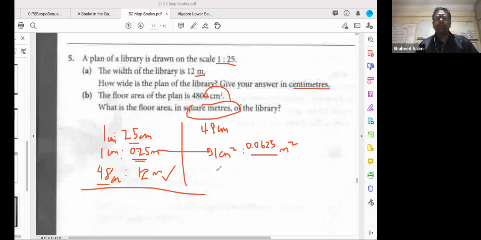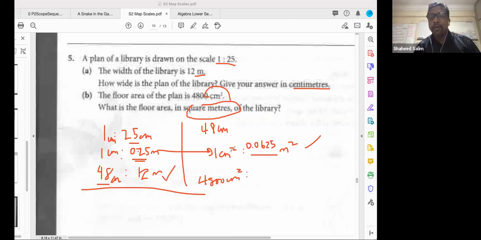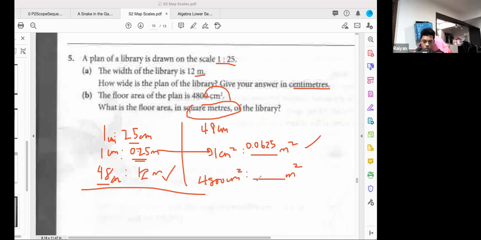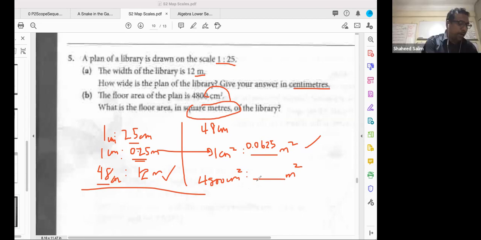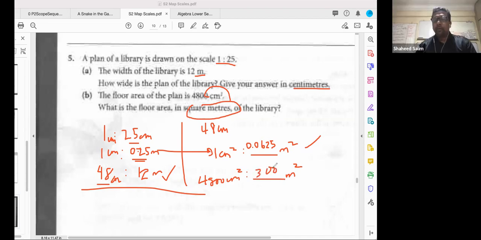76800. Okay. Do you get this one first? Now it's 4800, no? This is cm. They want it in meters. You actually, because you're doing it by calculator, if you write, you can see that. 300. Well done.